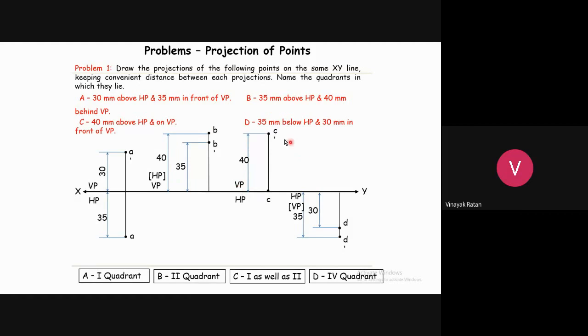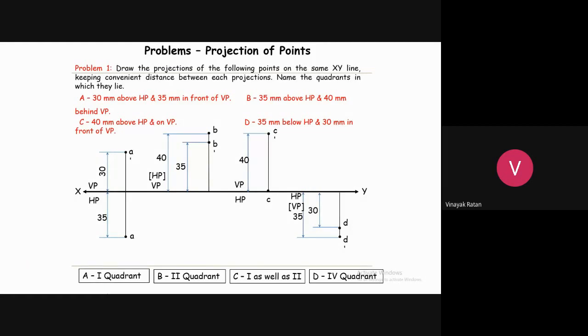Now, if you consider this, it lies in first and second quadrant. So here it is written VP above, horizontal plane below. But with respect to second quadrant, horizontal plane is above only. It's better you don't write when the point lies in both quadrants. Now, point D lies in fourth quadrant. Both horizontal plane and vertical plane are below XY line. Got it? Any doubts here? Now we'll move on to drawing the side view.